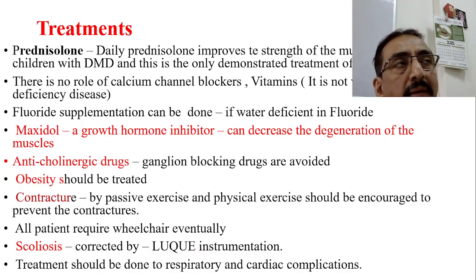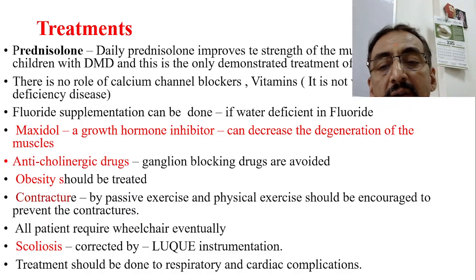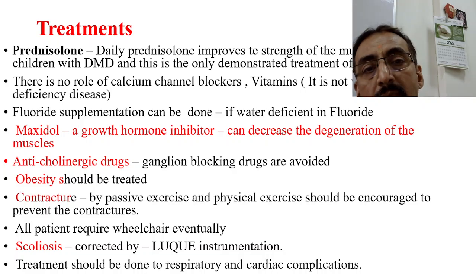Anticholinergic drugs, which are ganglion blocking drugs, should be avoided. They should not be given. Okay. Obesity should be treated. Contracture should be treated, and all the patients require a wheelchair eventually, one day or the other. Scoliosis and kyphosis should be corrected by instrumentation or surgeries, etc. Treatment should be done to prevent respiratory and cardiac complications.